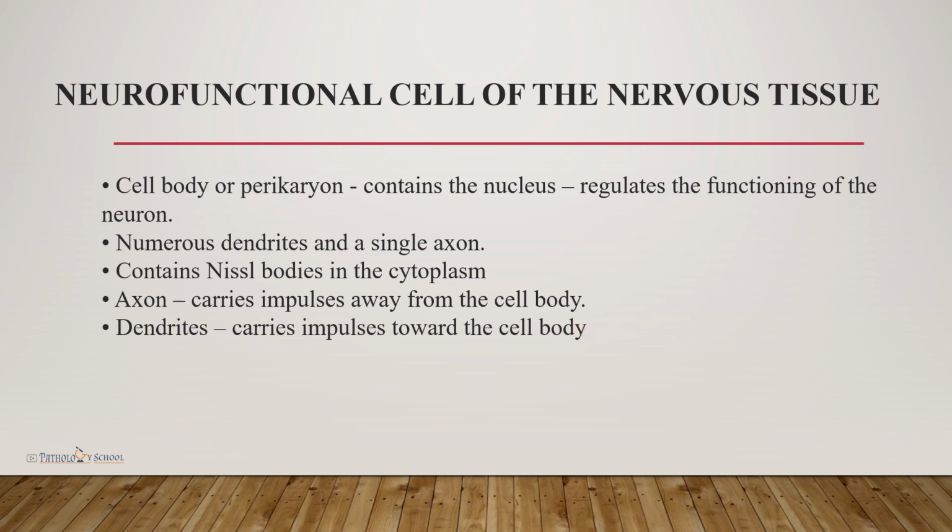It contains the cell body, also known as perikaryon, which contains a nucleus which regulates the functioning of the neuron. It has numerous dendrites and a single axon. It contains Nissl bodies in the cytoplasm. Axon carries impulses away from the cell body, while dendrites carry impulses toward the cell body.